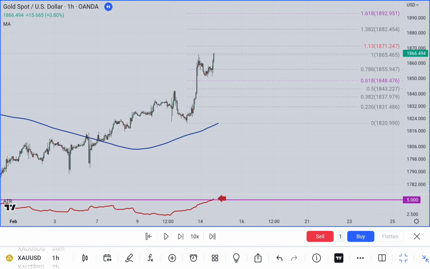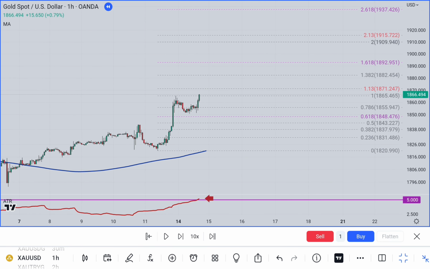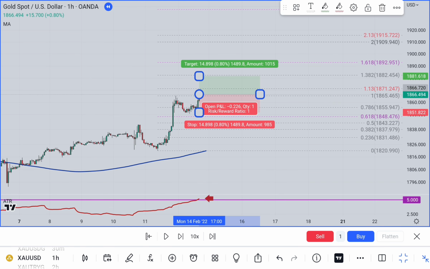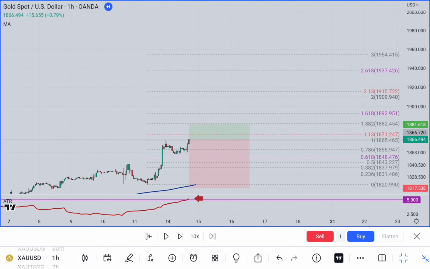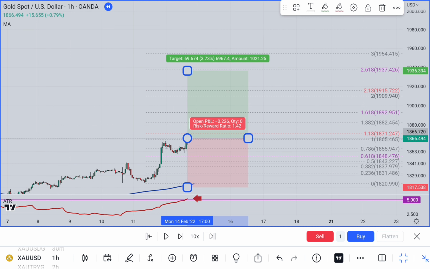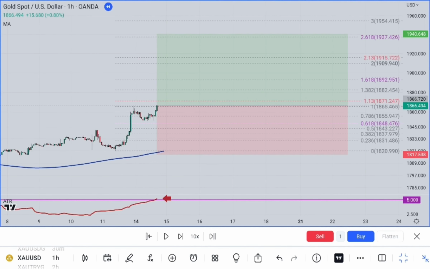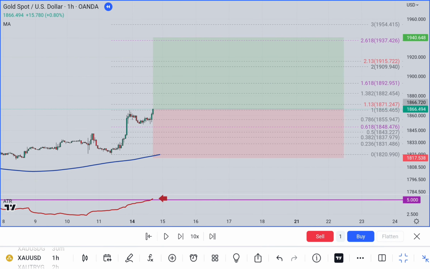And now, let's set our 1 to 1.5 risk-reward ratio for the long position, and see which ratio it corresponds to on the Fibonacci. Great! Our 1 to 1.5 level corresponds to the 2.618 Fibonacci ratio. This level is an important correction zone for our trade success.